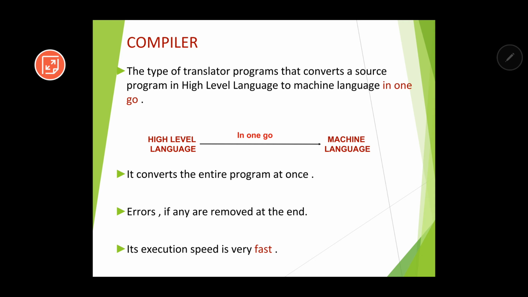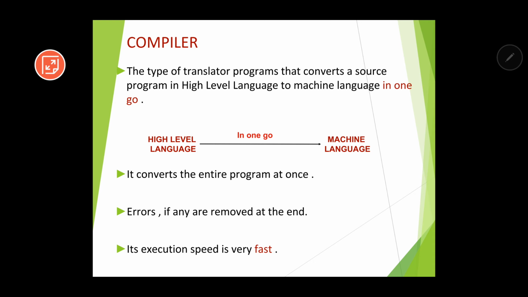Its execution speed is very fast. Why is it very fast? Had it been done line by line, the speed would have been slow. That means you are writing one line, it will be translated to machine language. You are writing the second line, it will be translated to machine language. This process would have taken much more time. But here, as the translation is happening at once, the execution speed of a compiler will be very fast.